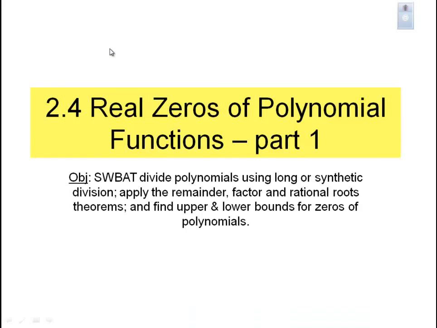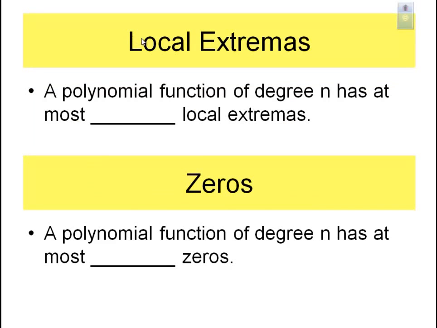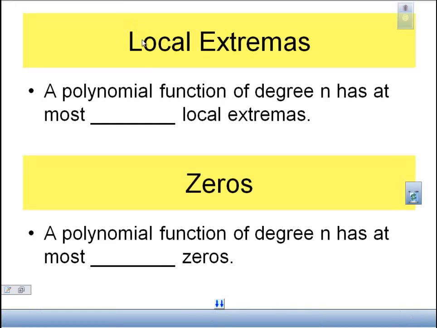So this video is going to look at section 2.4, part 1, a little bit about the real zeros of a polynomial function. We want to look at a couple different things, particularly summarizing the things that we learned when we looked at our activity from section 2.3. So some things we talked about when we looked at our chart in section 2.3.